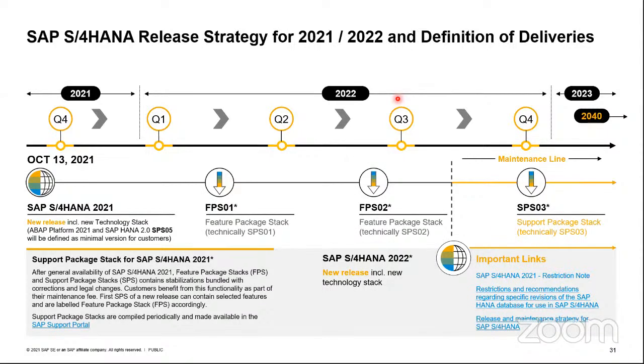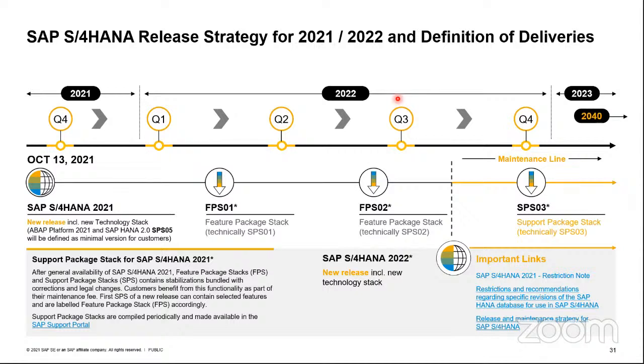Now, what is the 2021 release strategy? Mukesh mentioned earlier on, it was released recently. To be specific, it was in October. 2021 is available. In Q1, the first feature package stack will come in, and in Q2, towards Q3, the second one will come in.